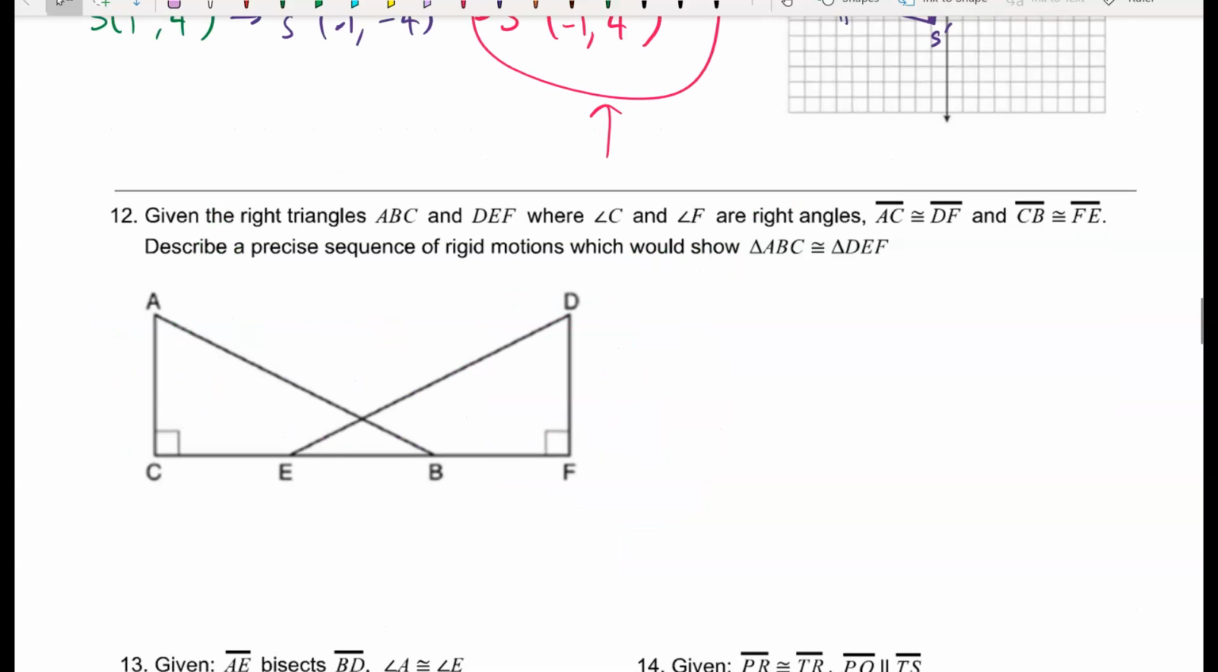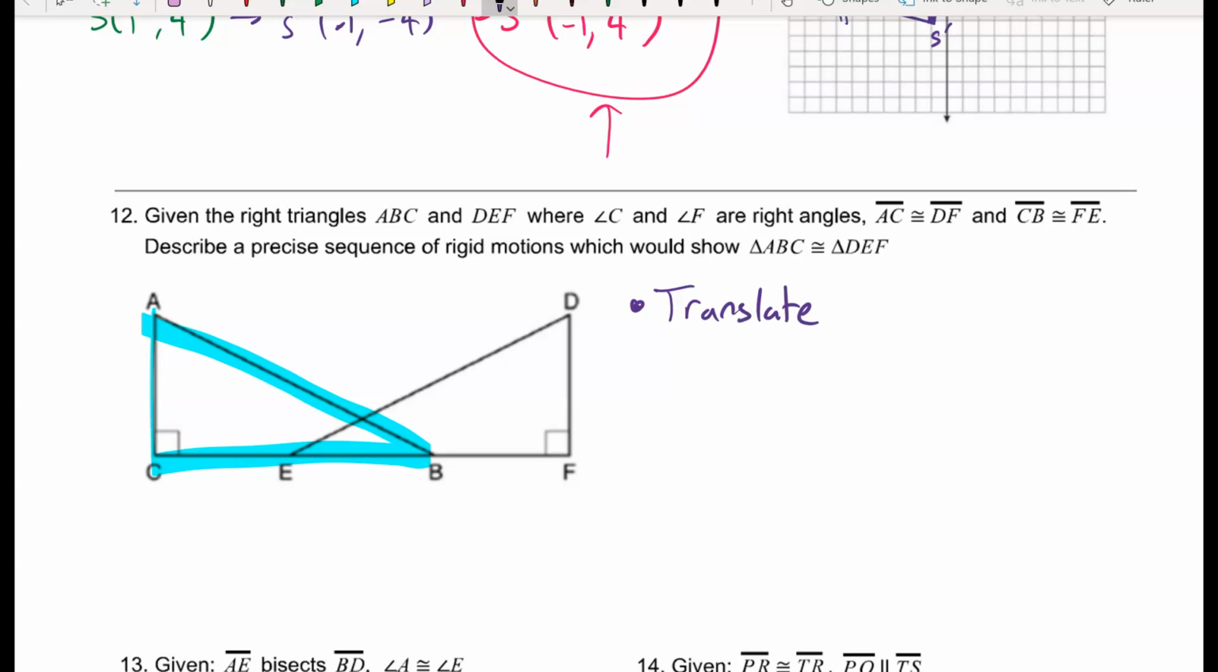Number 12. Given the right triangles ABC and DEF, where angle C and angle F are right angles, AC is congruent to DF, CB is congruent to EF, describe a precise sequence of rigid motions that would show triangle ABC congruent to triangle DEF. So really, I'm just looking for a sequence of rigid motions that would map this triangle right here directly onto my other triangle. And if none of my points are connected, the first thing I'm going to do is start with the translation.